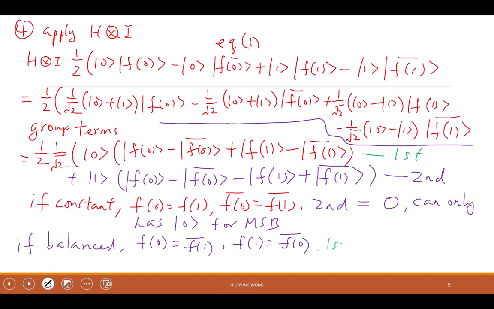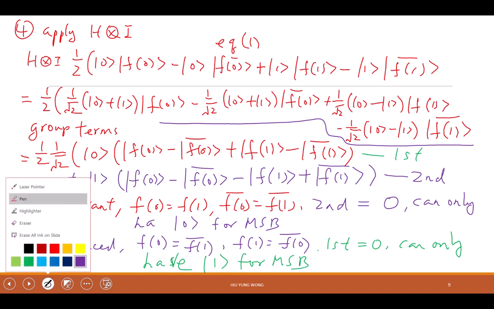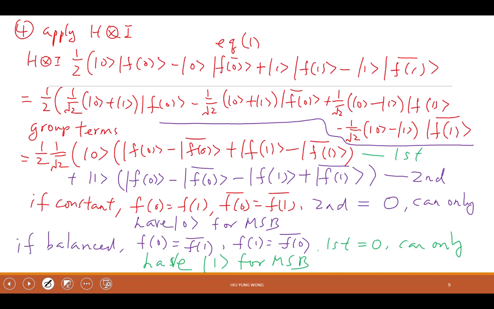Then the first term equals 0, and it can only have 1 for the MSB. Right, so basically what I just done is go through this math. Actually, it's messy. We don't need to come to here, but I just want to go through the whole algorithm from the beginning to the end. If you measure the first qubit, you got 0, then you know the function must be constant. If you measure the second qubit, you got 1, then you know it must be balanced.